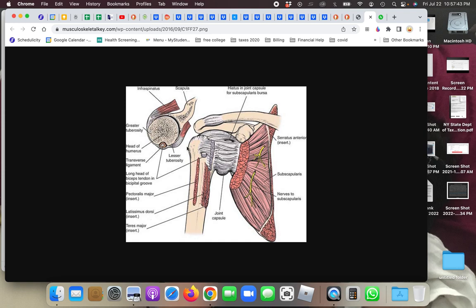They cut this ball like this, right? They cut it like that. They cut it across this way. So the supraspinatus would be up here. The infraspinatus would be behind it a little bit.